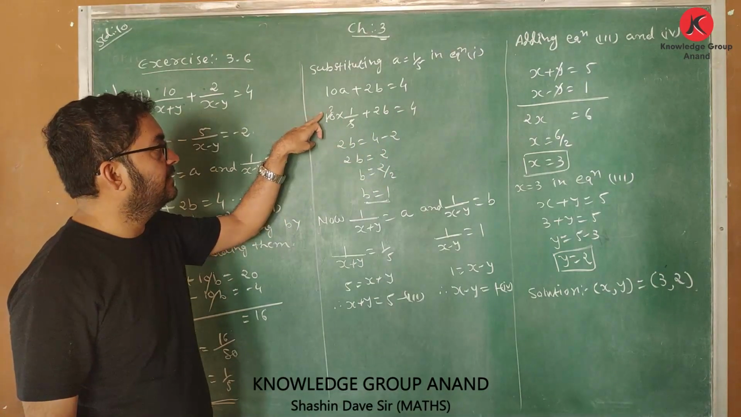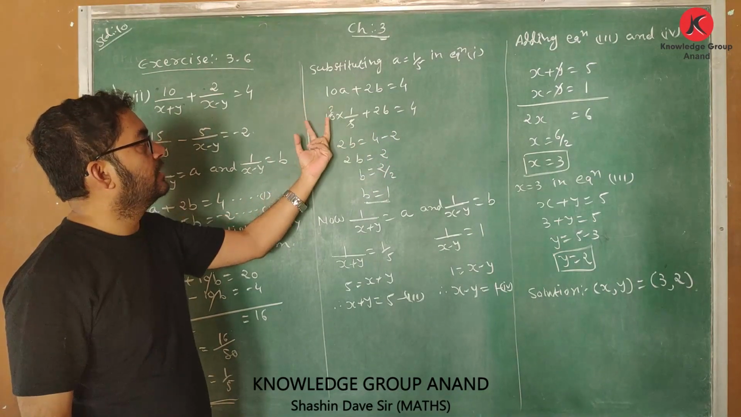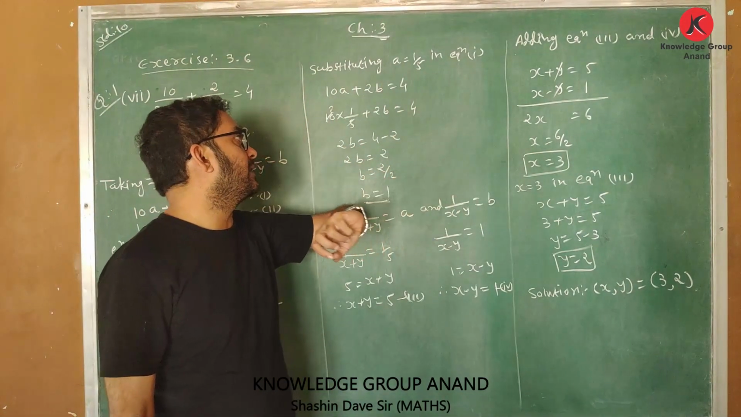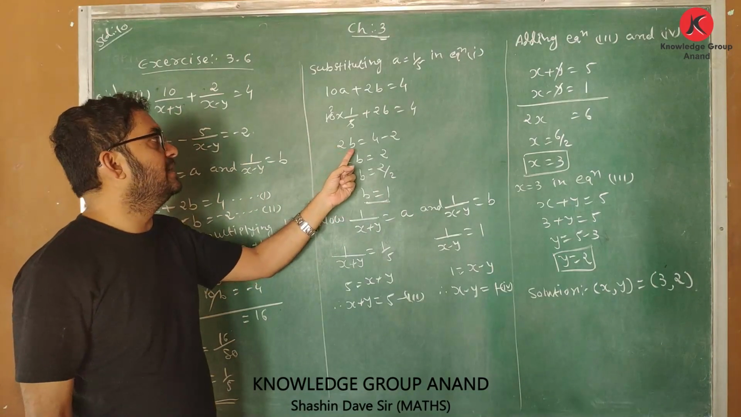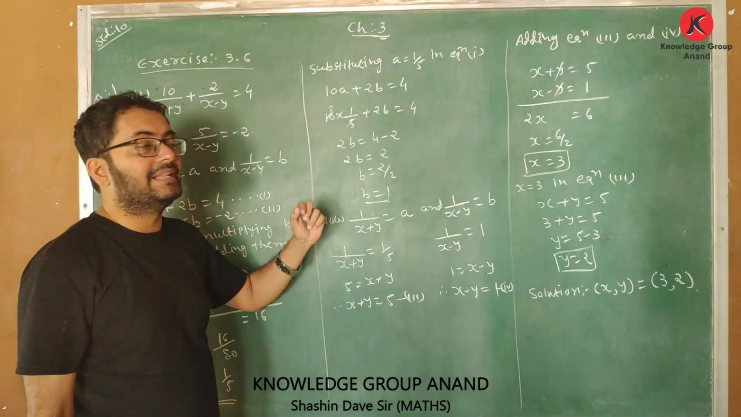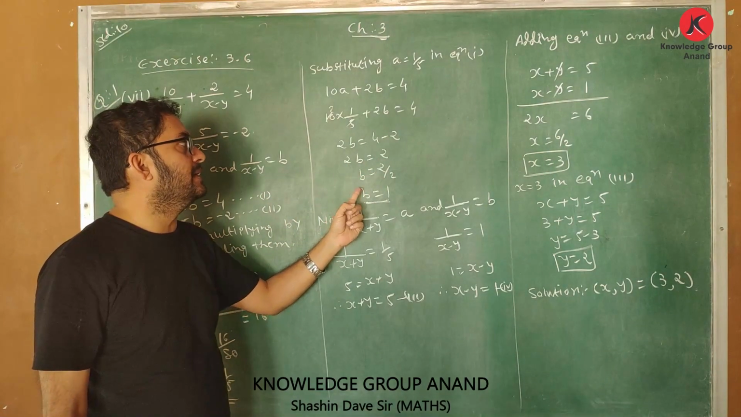So we know 5 2s are 10. So I have 2b is equal to, here I will have 2. When I take that 2 to the right hand side, it will get subtracted. So now I have 2b is equal to 4 minus 2. That means the value of 2b is equal to 2. That is, b is 2 by 2. So the value of b is 1.